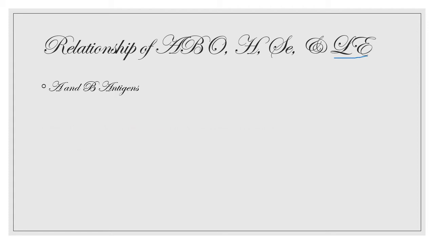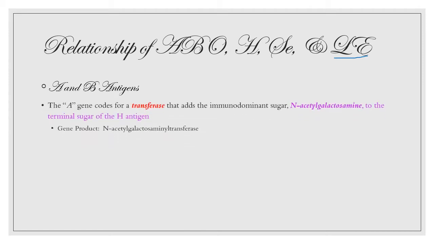So the A and B antigens, this is where that sugar comes into play from a couple slides ago. The A gene codes for a transferase enzyme that adds the immunodominant sugar N-acetyl-galactosamine to the terminal sugar of the H antigen. The gene product is N-acetyl-galactosaminyltransferase. So this is now the enzyme that is produced.